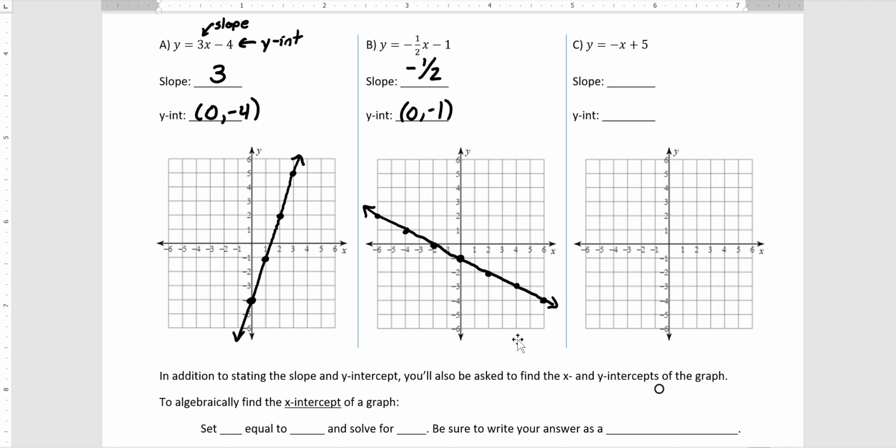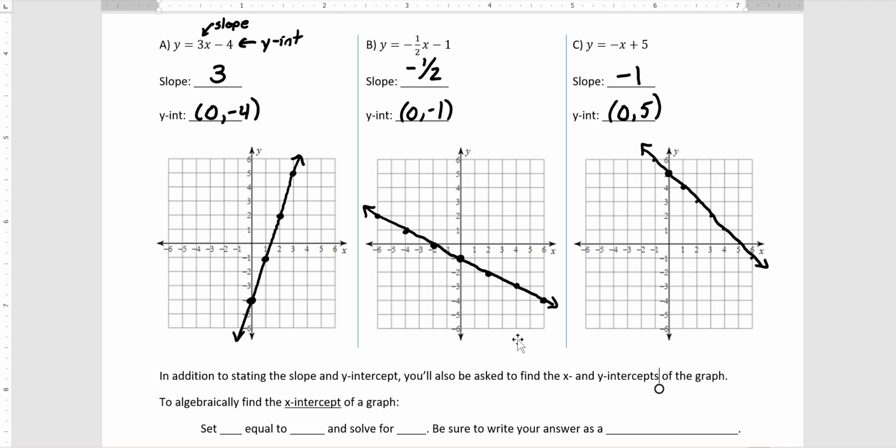Now looking at letter C, y equals negative x plus 5. My slope for this one would be negative 1. My y-intercept would be 5, so I would write that as (0, 5). That slope of negative 1 tells me down 1, right 1, repeated, and also up 1, left 1. And I can connect my dots to create my linear equation, y equals negative x plus 5.